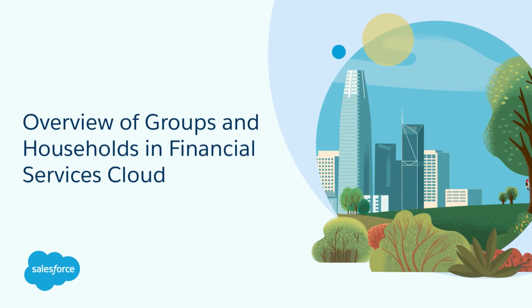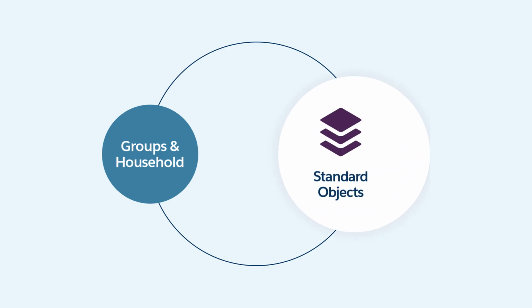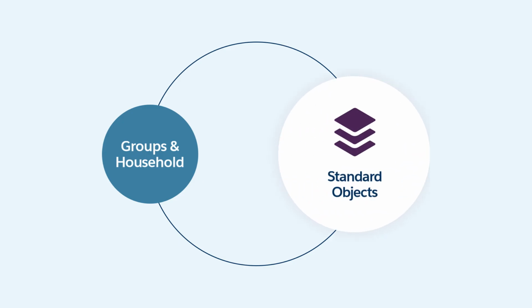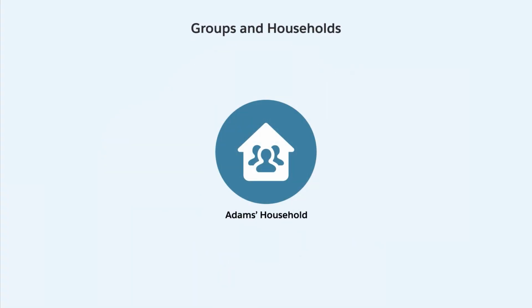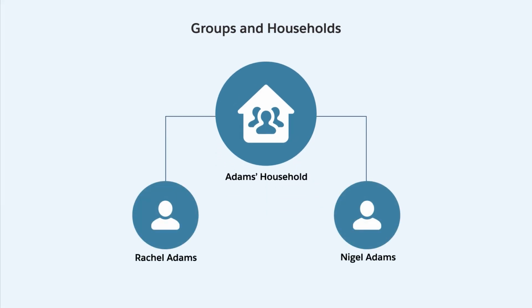Overview of Groups and Households in Financial Services Cloud. Groups and Households is available as a standard feature in your org that you can use along with the Financial Services Cloud standard objects. Groups and Households organizes a set of people and businesses with aligned goals, resulting in improved coordination, decision-making, accountability, and transparency.